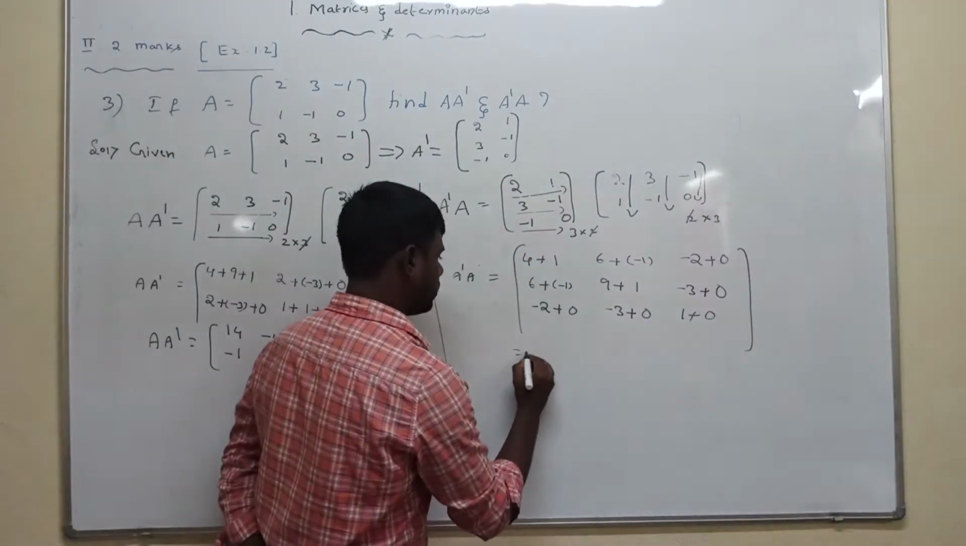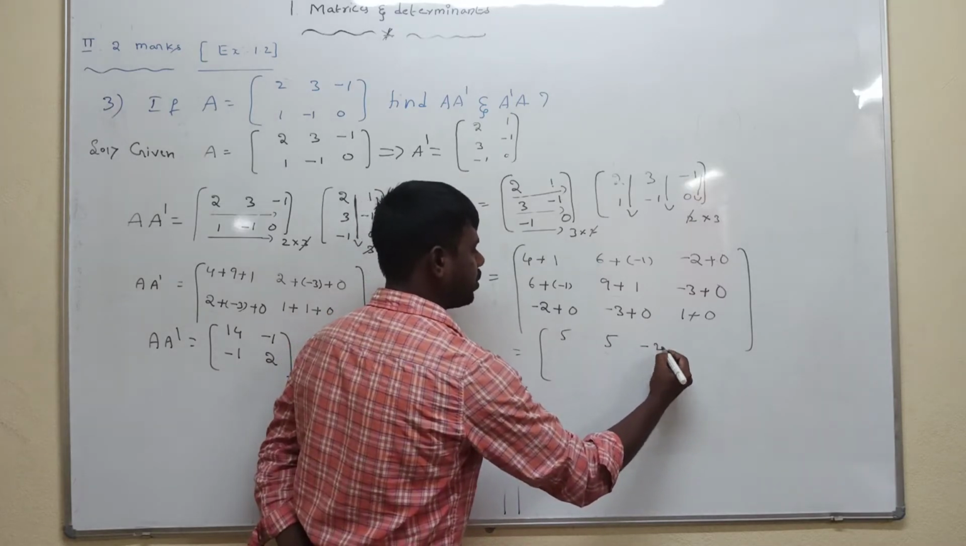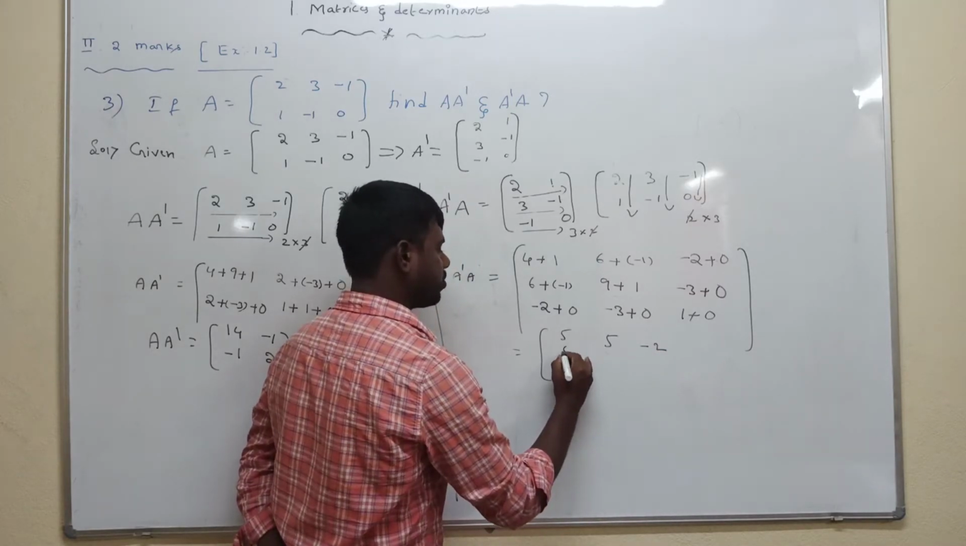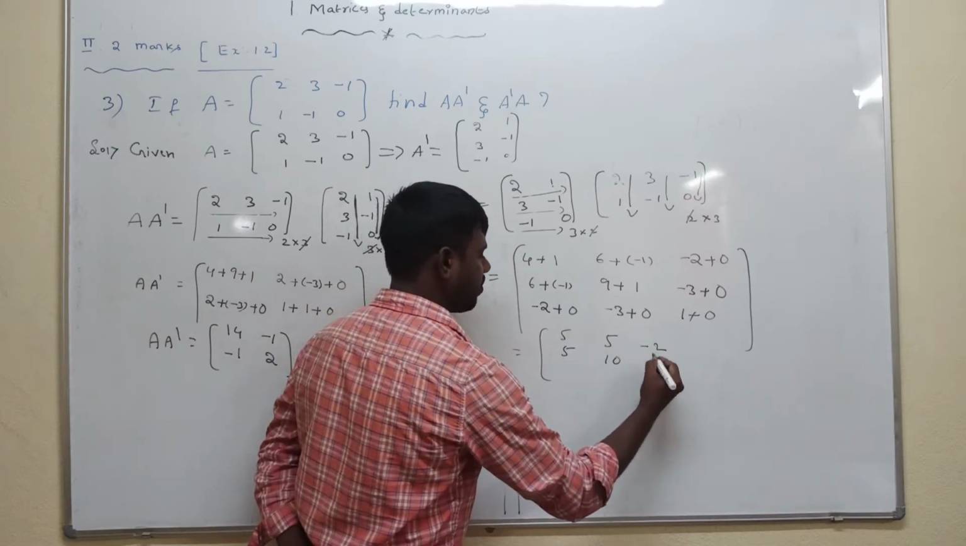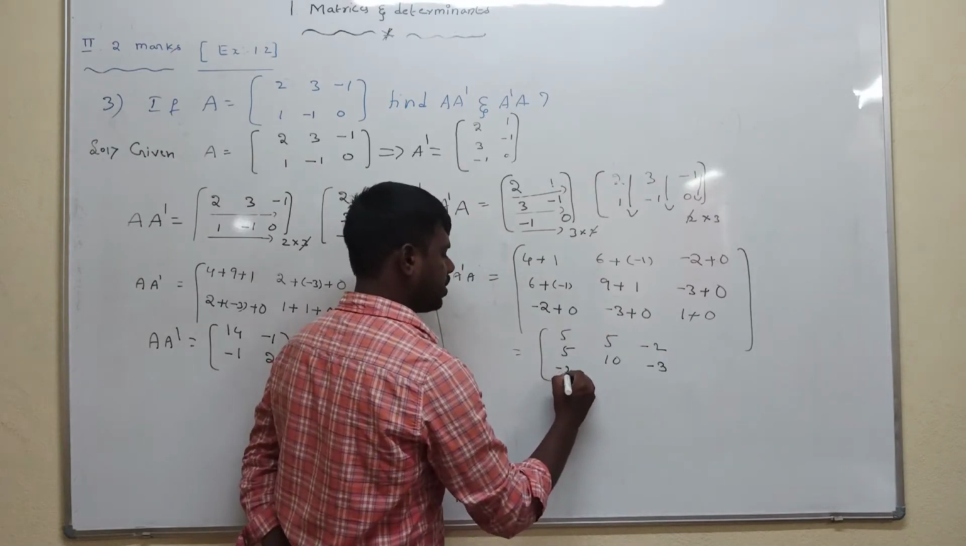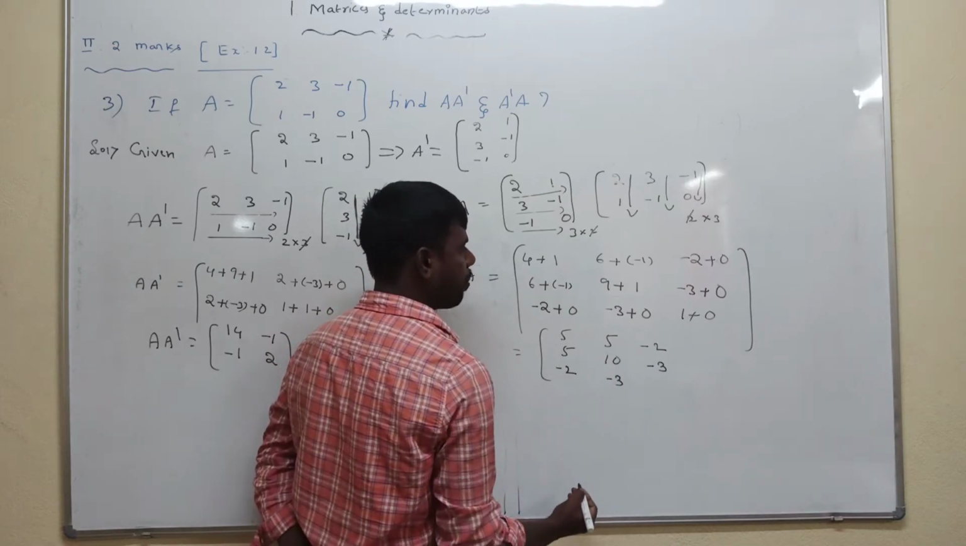Finally got answer: 4 plus 1 is 5. 6 minus 1 is 5. Minus 2 plus 0 that value is minus 2. 6 minus 1 that value is 5. 9 plus 1 that value is 10. Minus 3 plus 0 that value is minus 3. Minus 2 plus 0 that value is minus 2. Minus 3 plus 0 that value is minus 3. 1 plus 0 that value is 1.